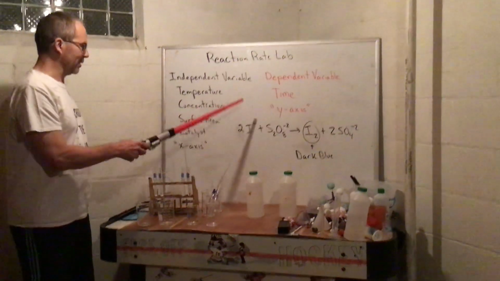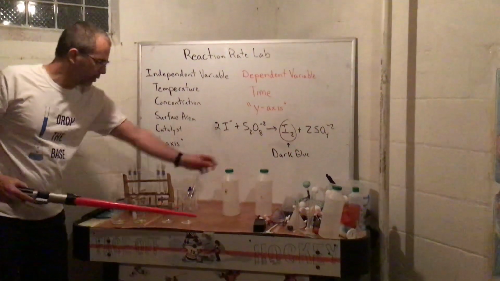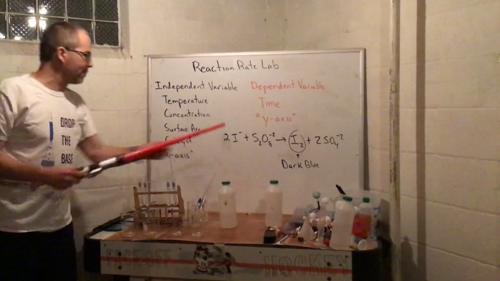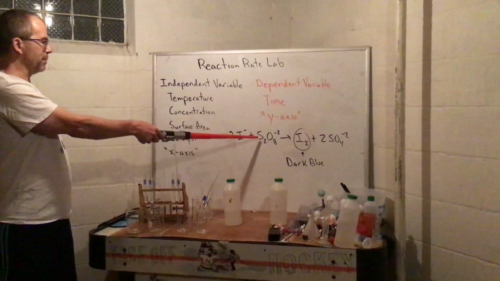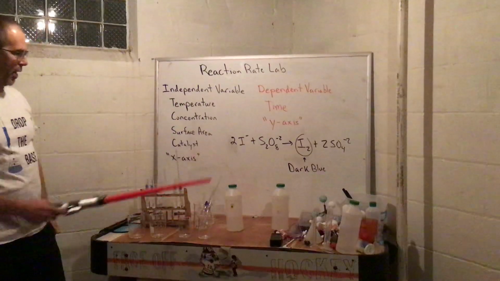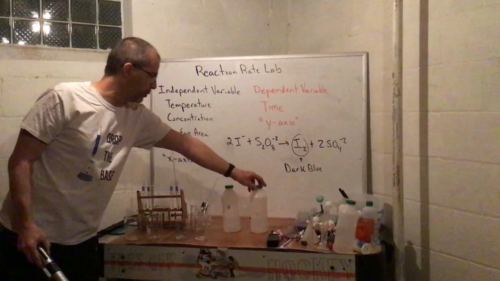This reaction is a little bit complex, but I take a clear solution of I minus. It's actually potassium iodide, but the potassium is a spectator ion. And this is ammonium, which is a spectator, and then this persulfate ion right here, kind of a complex ion mix that we have. This is also a clear solution.